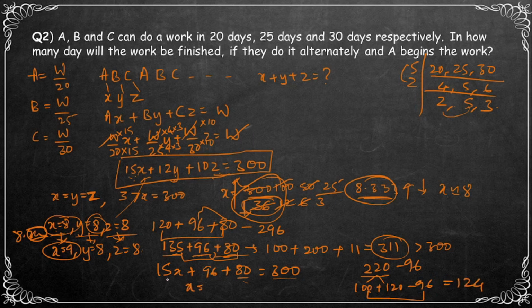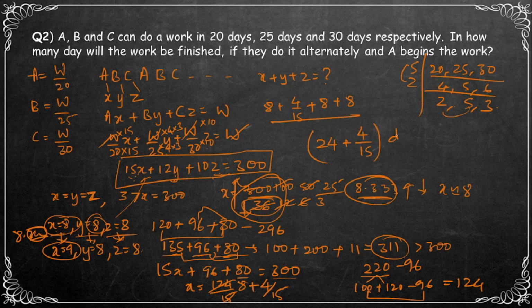So x is equal to, 15 goes that way, 124 divided by 15. So 15 8s are 120, but 4 remains. So it is 8 plus 4 by 15. Now they are asking for x plus y plus z. 8 plus 4 by 15 plus y is 8, z is 8. So the answer is 24 plus 4 by 15 days.